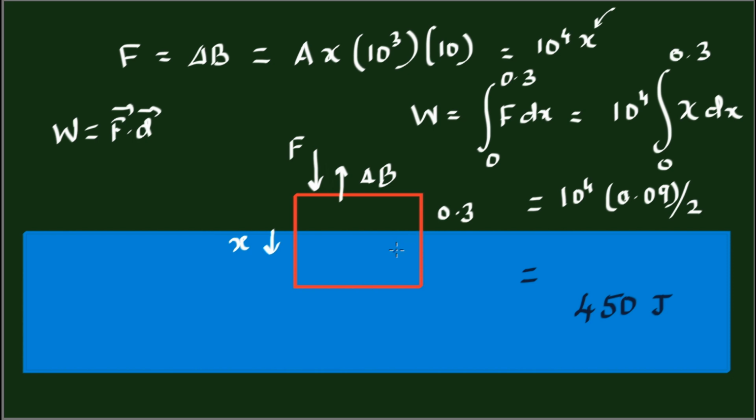Now remember, nothing prevents you from exerting a force greater than delta B. If you exert a force greater than delta B, you give it a finite acceleration. And by the time it's fully submerged, it has a kinetic energy as well. So the work done by you will be more than 450 joules, but at the end, the block will have a kinetic energy and it will be moving downwards with a finite velocity. We don't want that. We simply want to calculate the work done in just pushing it down, which means pushing it down slowly.